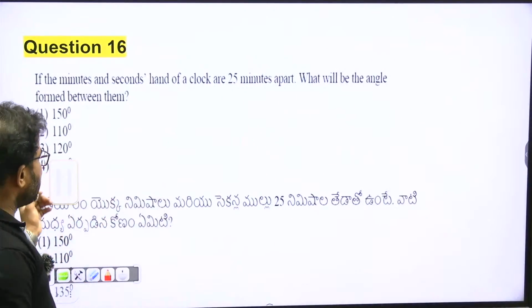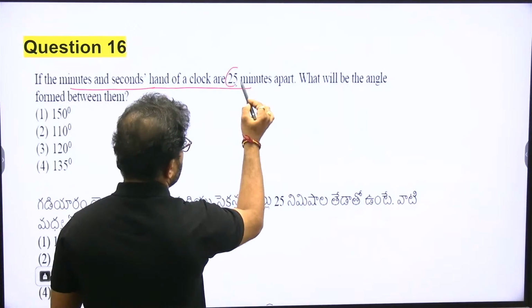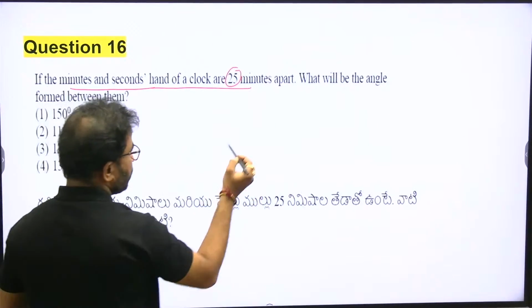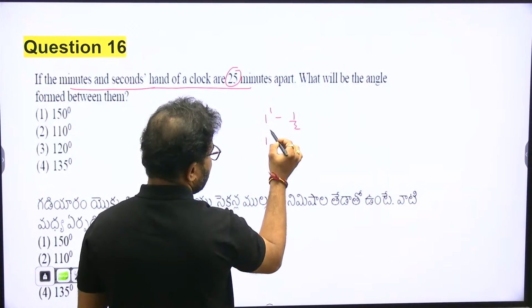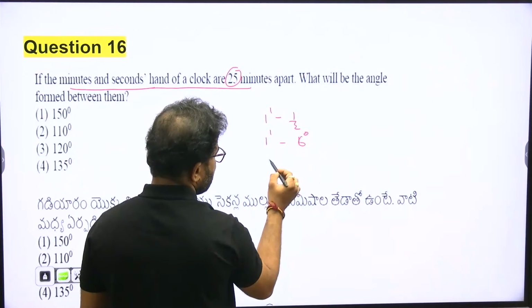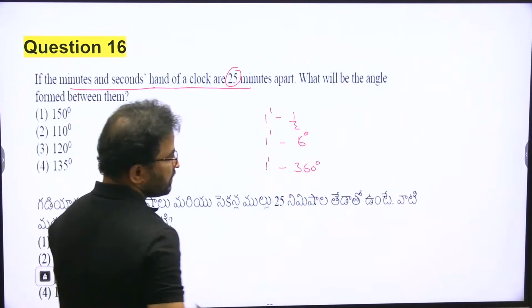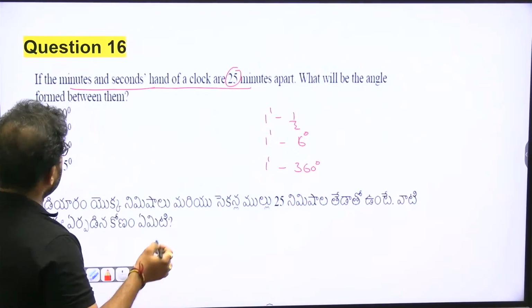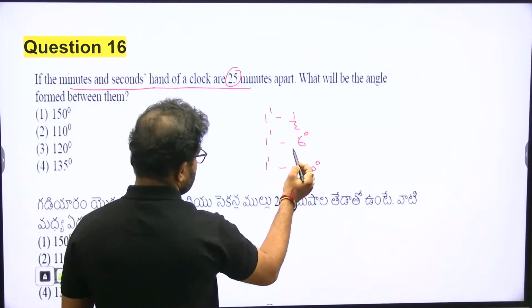From the question point of view, look at this one: minute hand and hour hand of a clock, 25 minutes apart. From the hour hand point of view, it is half a degree; from the minute hand point of view, 6 degrees; from the second hand point of view, for every 1 minute it is equal to 360 degrees. That thing you need to remember. But what will be the angle formed between them? Focus on 6 degrees only.